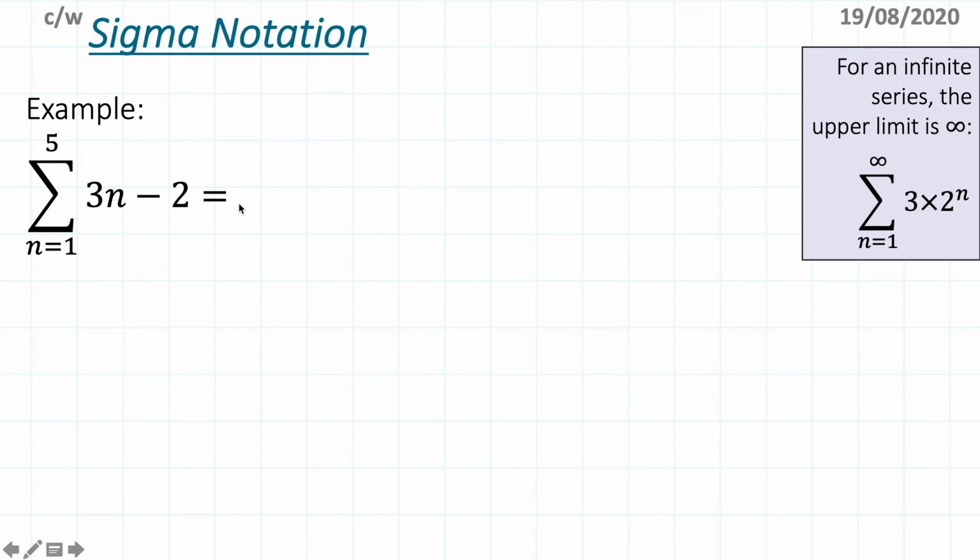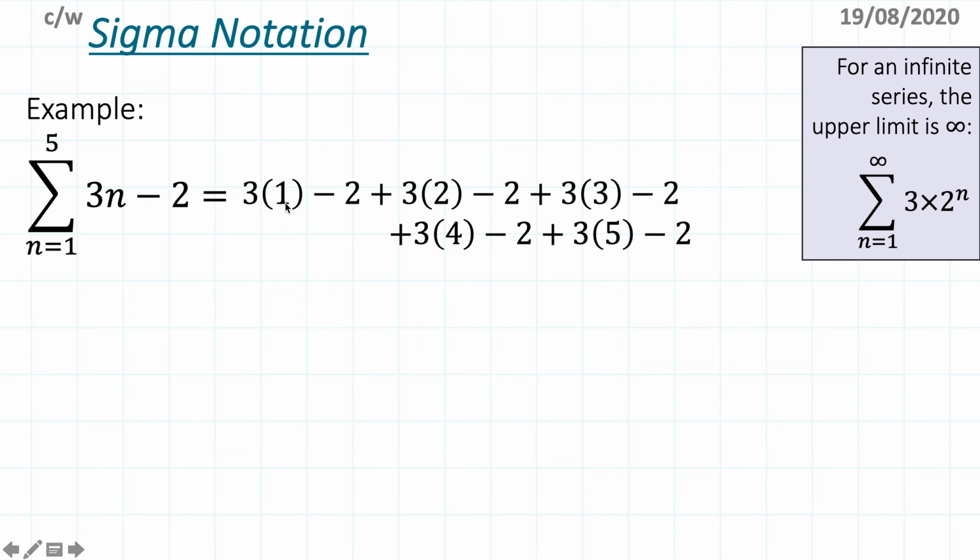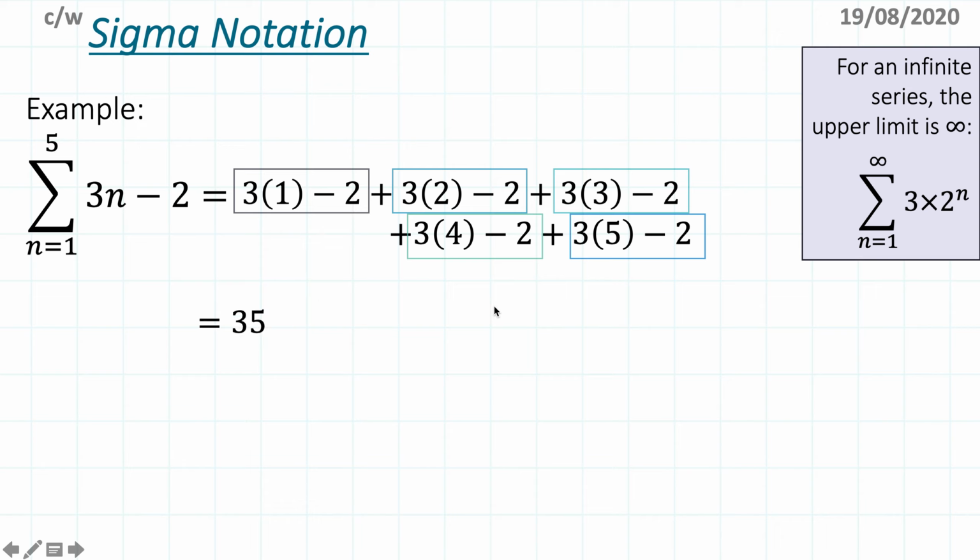So 3n minus 2. We're going to keep on adding this every single time, but every time we repeat the expression, we're going to substitute a different value for n. We start with 1 and then 2, 3, 4, and then continue until 5. So this is the first one, substituting 1 in there. I'm adding it again, but substituting 2 in there. I'm adding it again, substituting 3, 4, and then 5. I could simplify the expression, and then you're going to get 35.